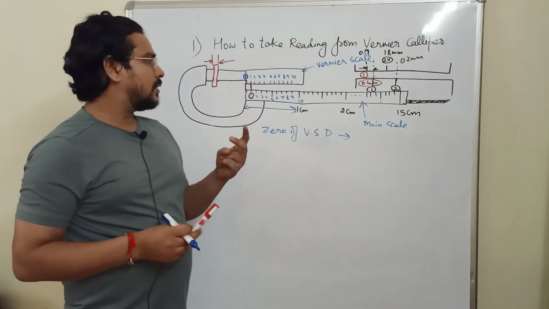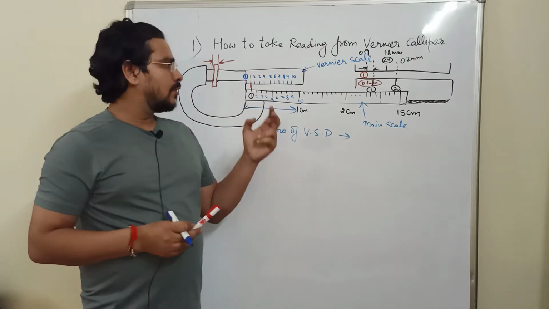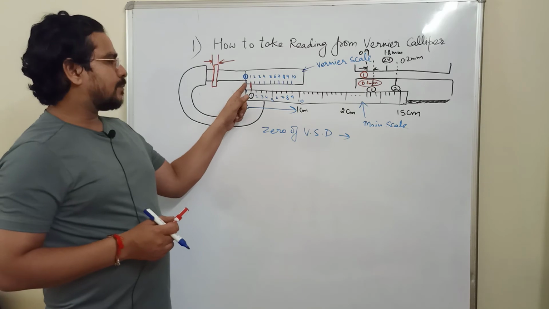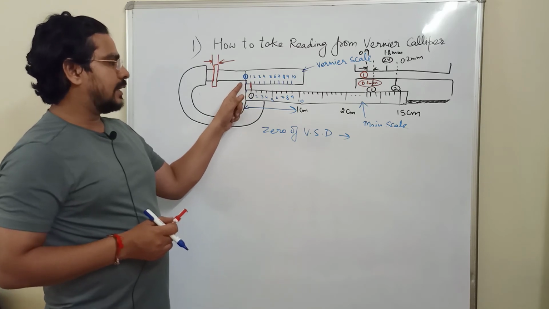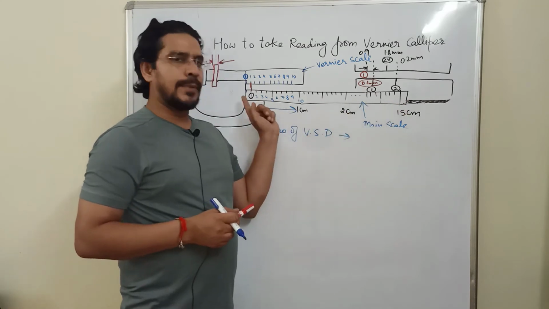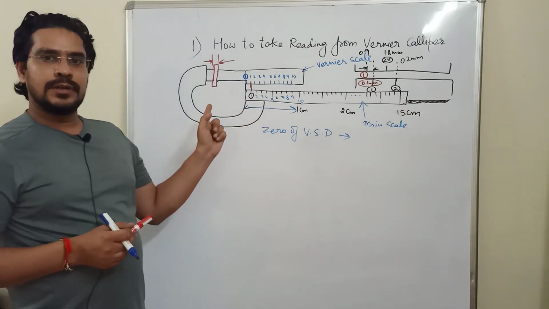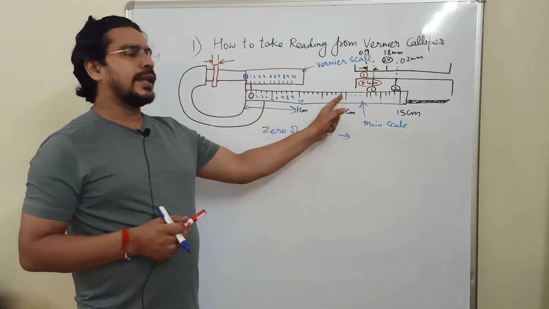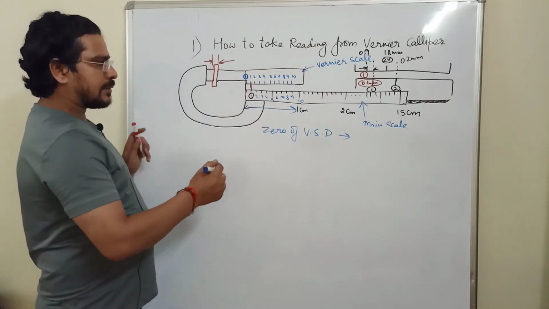There are only two cases possible for any random reading on a vernier caliper. The first case, the 0 of the vernier scale may lie exactly on any of the mm of the main scale, or the 0 may lie in between any of the mm. So I will discuss both cases with you.